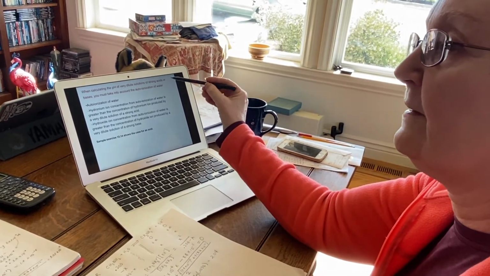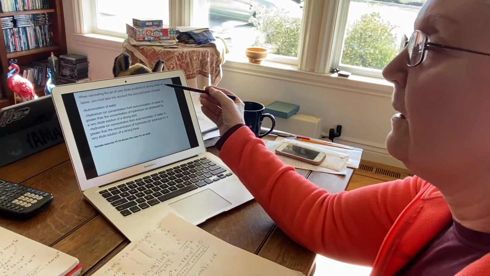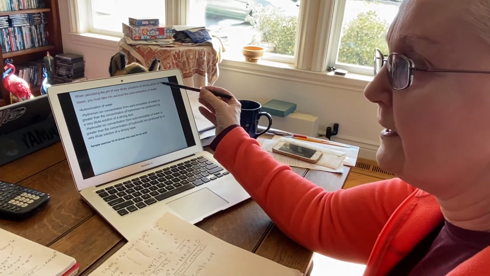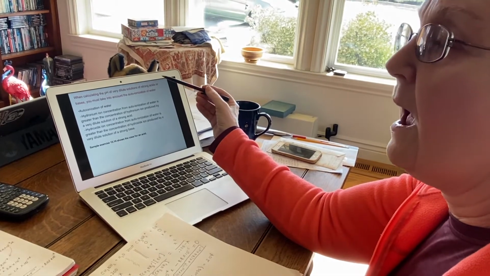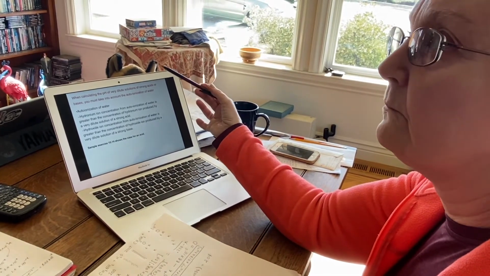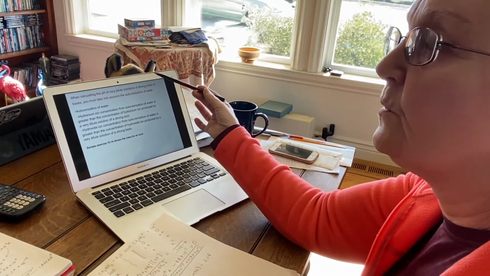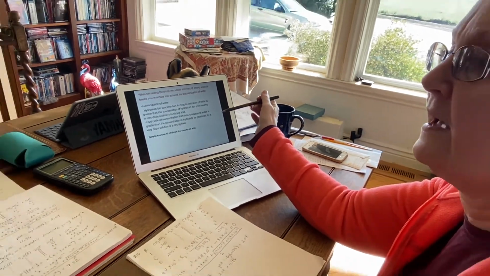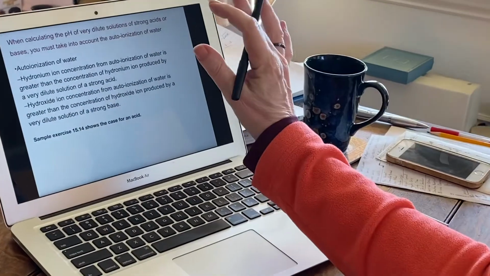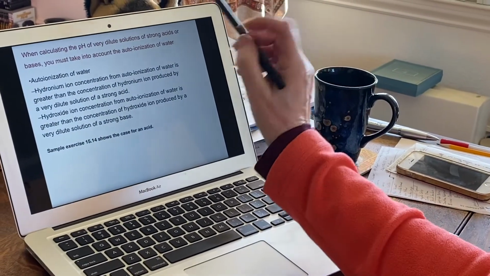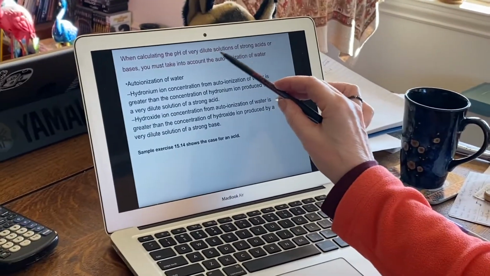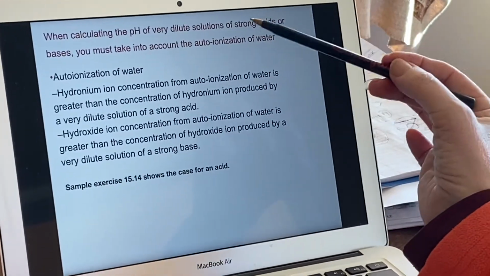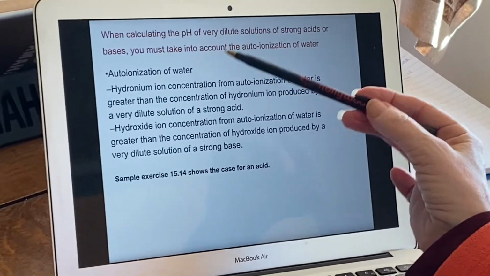If we just said that it completely dissociated, we would sit there and say, oh, well, 10 to the minus ninth dissociated, and we'd end up getting 9 for our pH, which would be basic, even though we had added a small amount of acid. So it would make no sense. So if we have a very dilute solution of a strong acid, the only way that we're going to get accurate answers is to put in the auto-ionization of water.